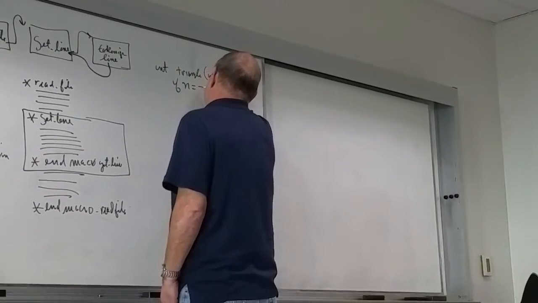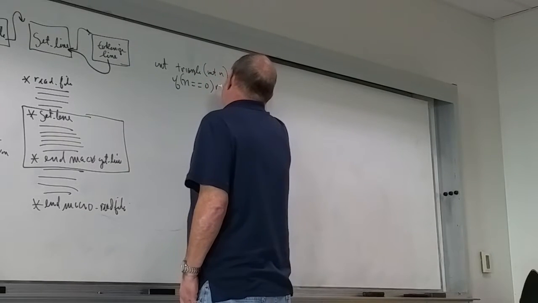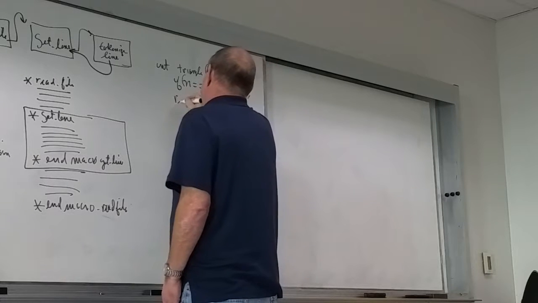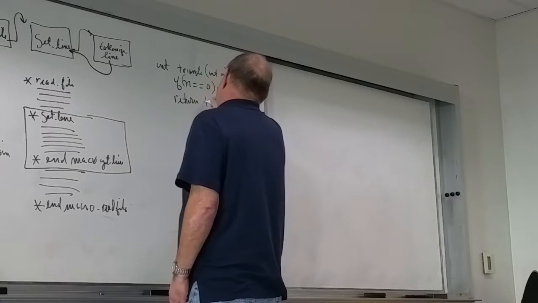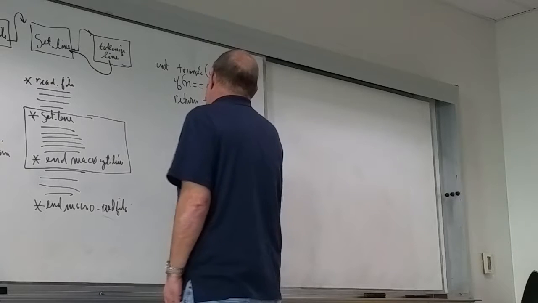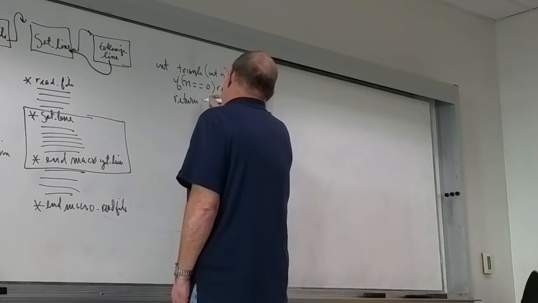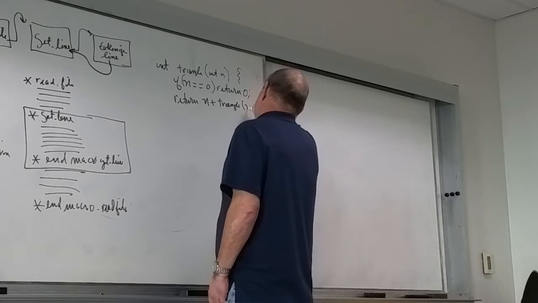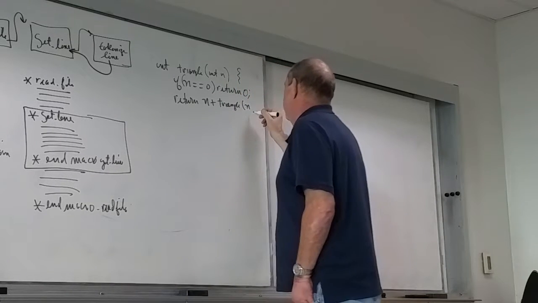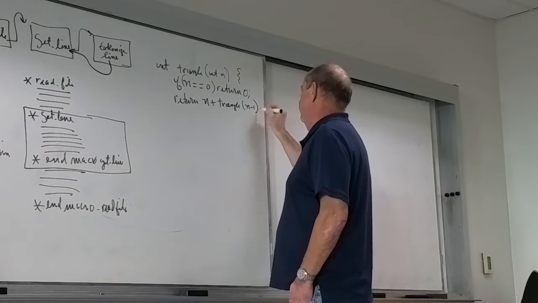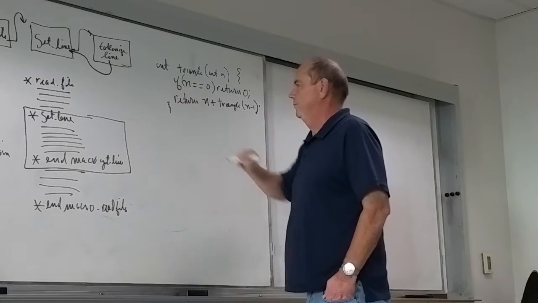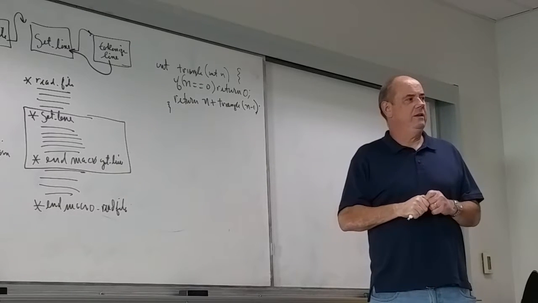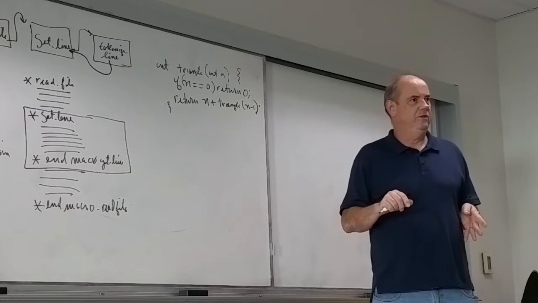If n equals 0, return 0. Otherwise, return n plus triangle of n minus 1. All right, so this is a recursive method of calculating the sum of the first n integers.